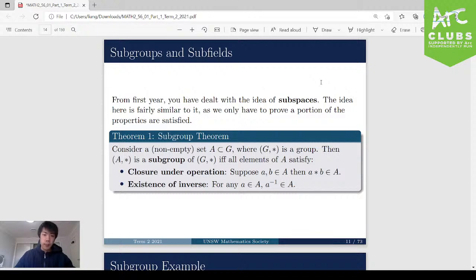The first one is closure under the operation. So suppose A and B are elements within A, then A star B is still within A. So same thing as closure in the normal group definition. And similarly, existence of inverses. So again, same definition as the one in the group definition, right? For any element A, its inverse must also be within A. Okay.